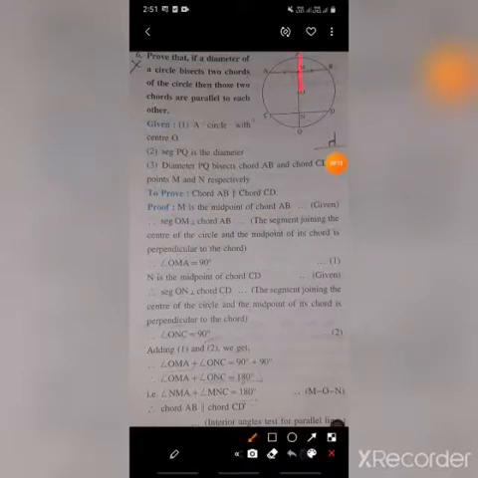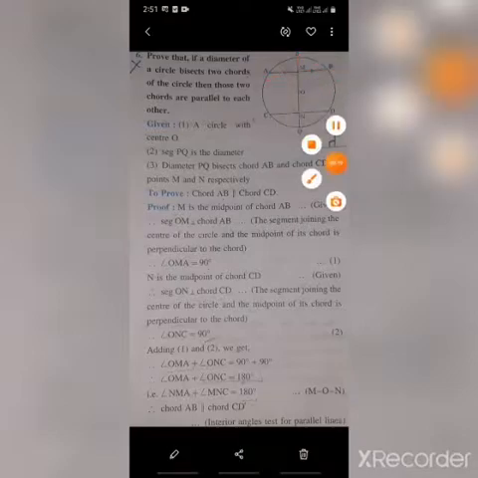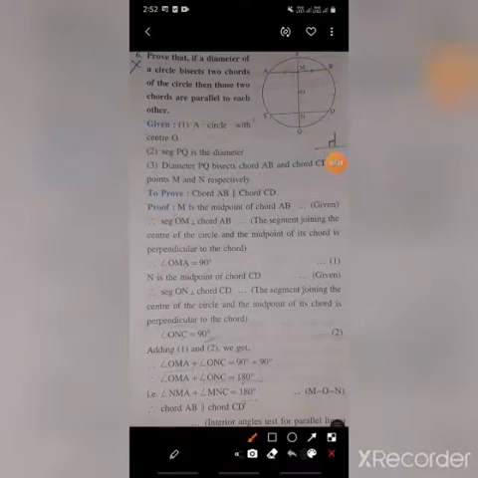The reason is the segment joining the center of the circle and the midpoint of the chord is perpendicular to the chord. Then angle OMA is equal to 90 degrees, just because this is perpendicular. As it is, we have to explain the lower part also.